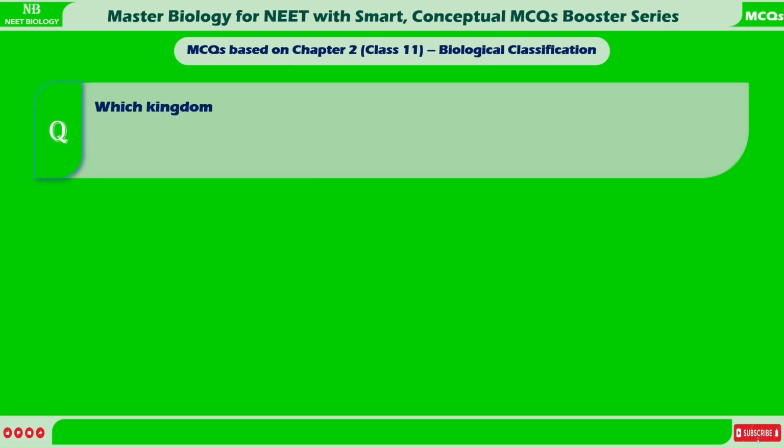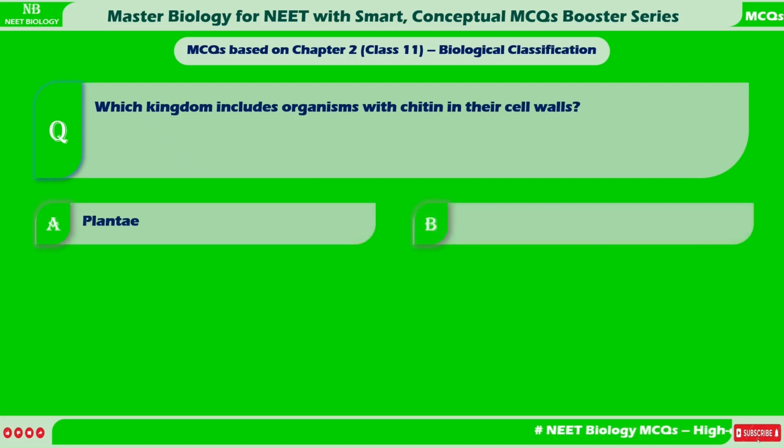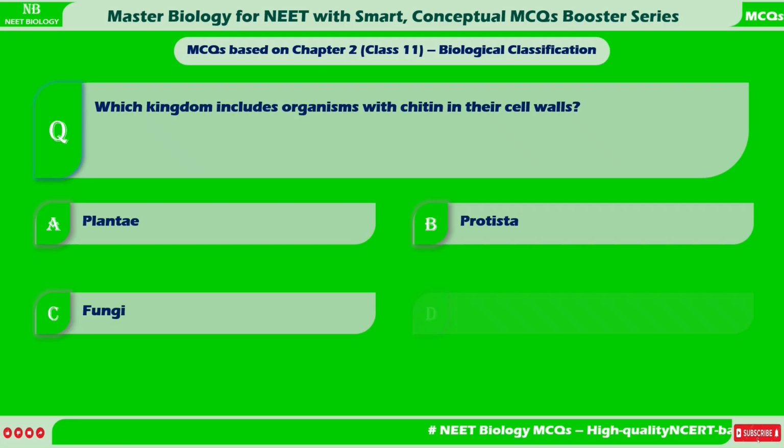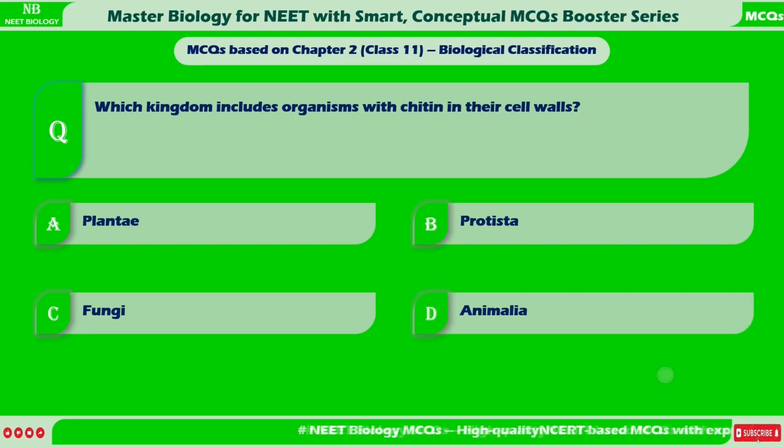Which kingdom includes organisms with chitin in their cell walls? A. Plantae. B. Protista. C. Fungi. D. Animalia.